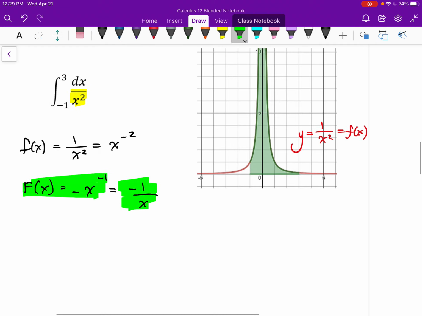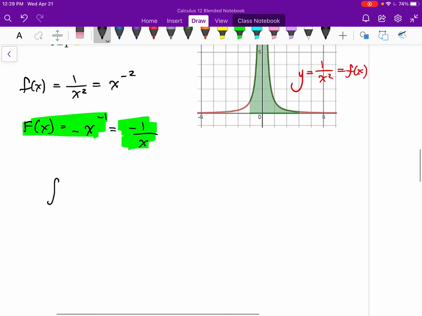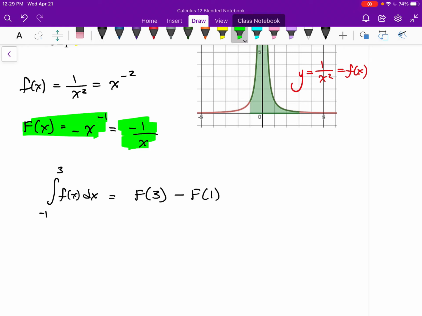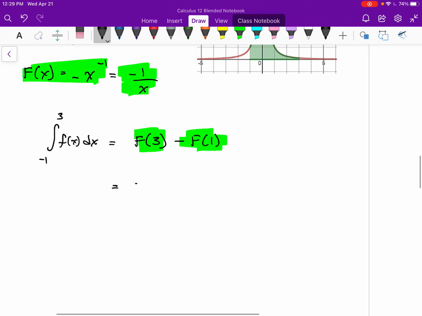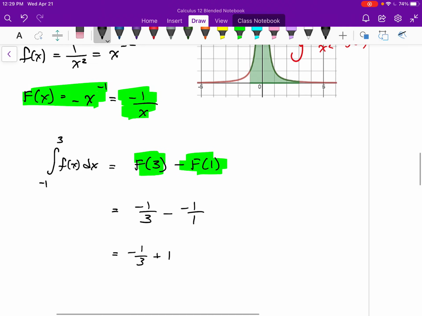Okay, and so if I want to find this integral, you may think, and again, I may have made the mistake already. It may come up very soon. If I want to find the integral from negative 1 to 3 of this function f of x dx, it's going to be the same as f at 3 minus f at 1. And function f, again, is pretty simple. So in this case, I have negative 1 over 3 minus negative 1 over 1, which is negative 1/3 plus 1. Sorry, hold on.